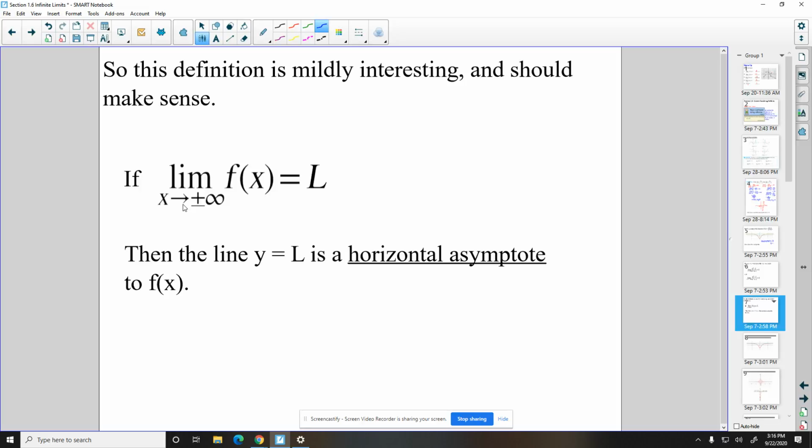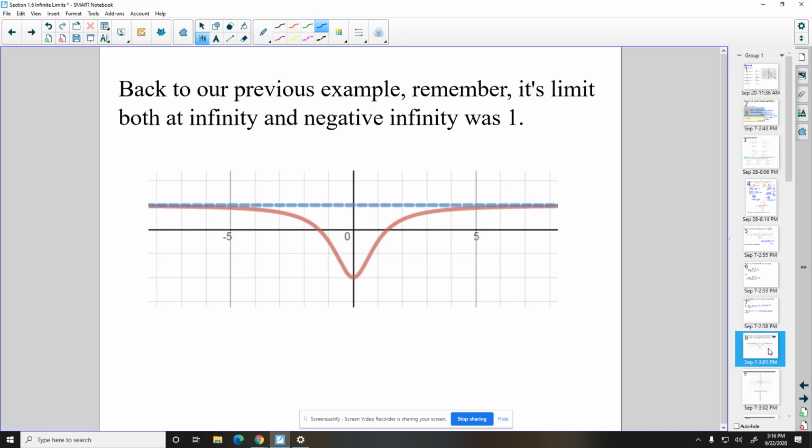If I take the limit as x goes to either positive or negative infinity, and I get a number, L just means a definite number, so not like a DNE situation, then you have a horizontal asymptote in that location. Okay. Now, in this example I just showed you, both the right side and the left side approached 1, and so we had just a single asymptote on this graph.